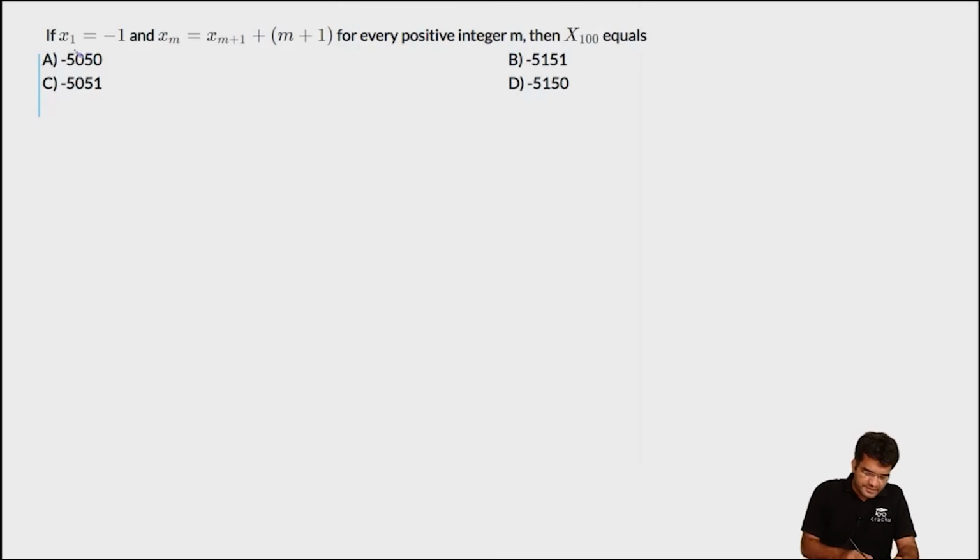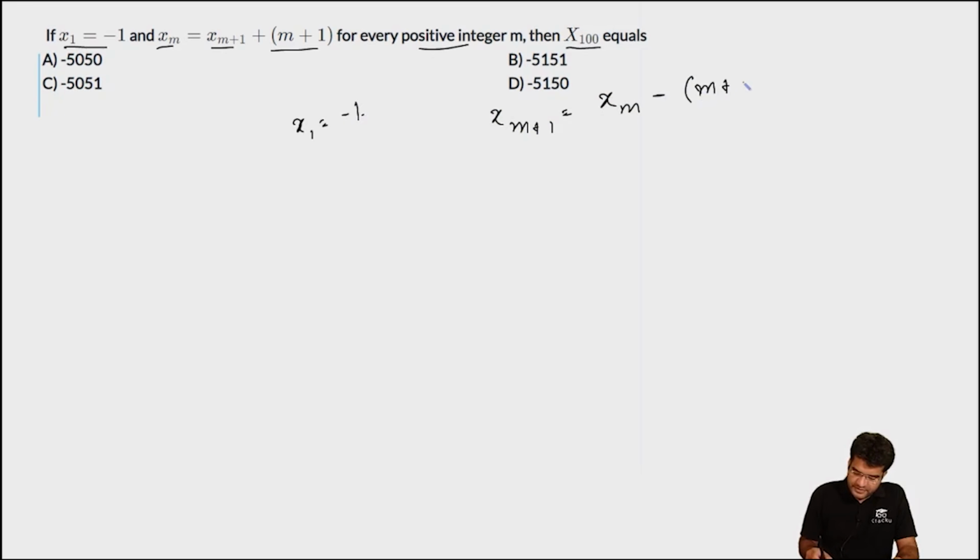In this question we are told that x of 1 is equal to minus 1 and x of m is equal to x of m plus 1 plus m plus 1 for every positive integer m, and we are required to calculate the value of x of 100. So if you are looking at x of 1, it is given to be equal to minus 1. We are also told that x of m plus 1 is equal to x of m minus m plus 1 for every integer m. We have just calculated the value of x of m plus 1 in terms of x of m using the given equation.